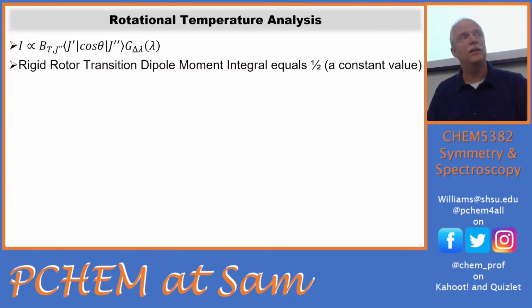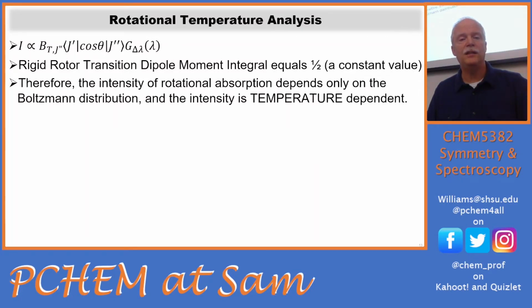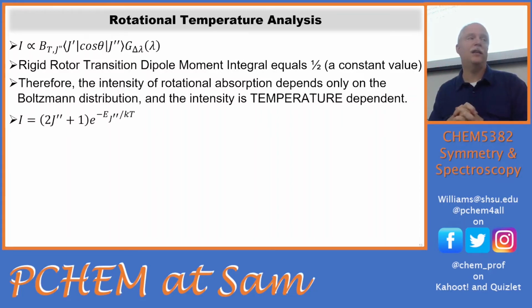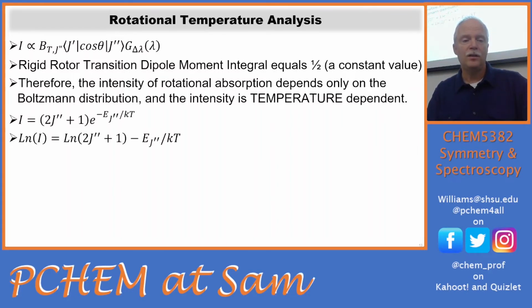Okay, so I just want that to sink in. The intensity of the rotational absorption depends only on the Boltzmann distribution, and that means the intensity is temperature dependent. So here's our Boltzmann distribution, because in rotational systems we have that degeneracy of 2J plus 1 out front, and then we have that exponential dependence upon the energy divided by kT. So let's take the log of both sides so we can get rid of that exponent.